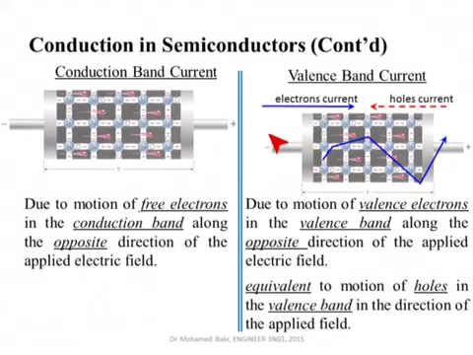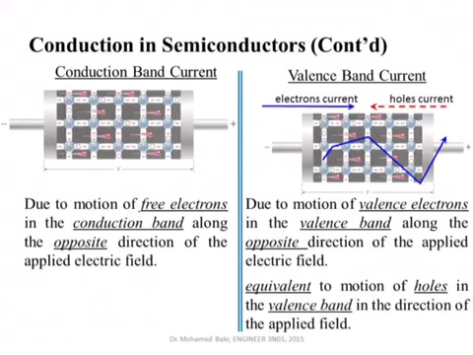So you can see it does not move exactly in the direction of the applied field. So this is equivalent to electrons moving opposite to the field, or to holes moving in the direction of the field. And this is how we usually think of it. We think of it as equivalent to motion of holes in the valence band. So this is called valence band current.